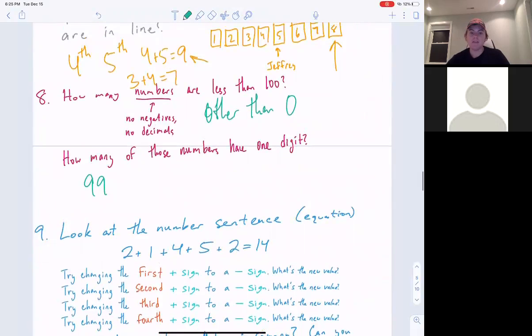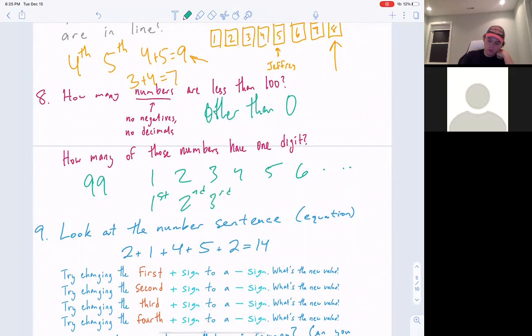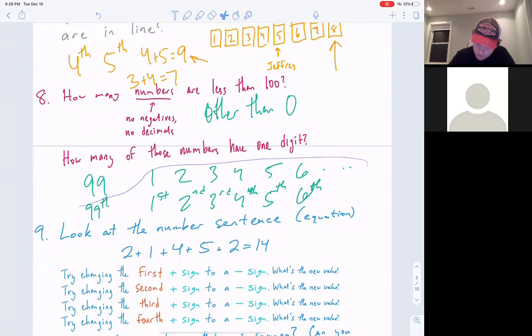And that means if I look at all these numbers, 1, 2, 3, 4, 5, 6, and so on, 1 would be the first number, 2 would be the second number, 3 would be the third number, 4 would be the fourth number, 5th, 6th, and so on. And 99, which is the last number I would say before I get to 100, is the 99th number. And so there are 99 numbers less than 100.